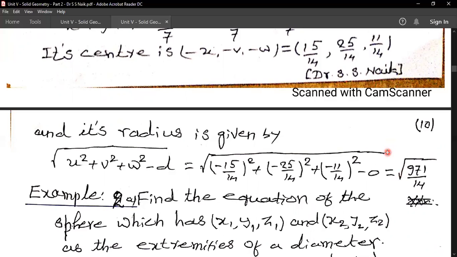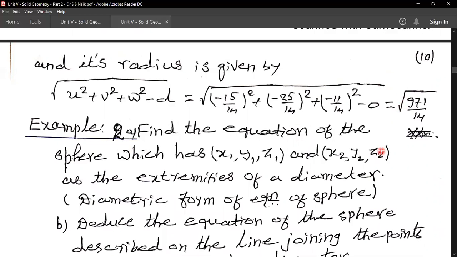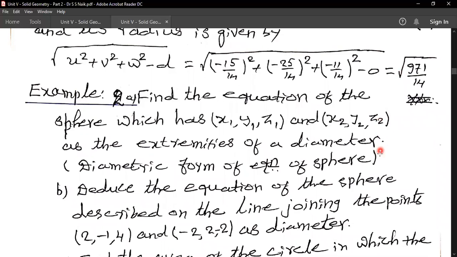So these questions are lengthy questions. When they come in the examination, you can get 6 marks for finding the equation. Then we'll see the second example and then we'll stop. In the next period, I'll go for the next type of questions on finding the equation of the sphere depending on the given conditions.